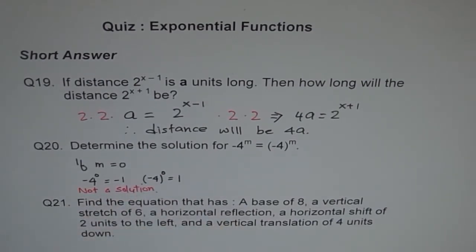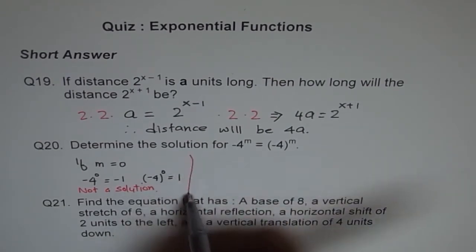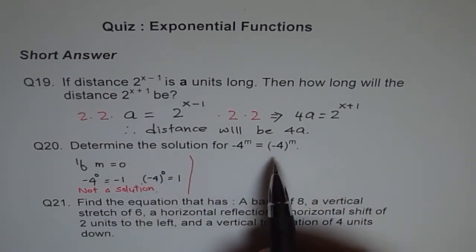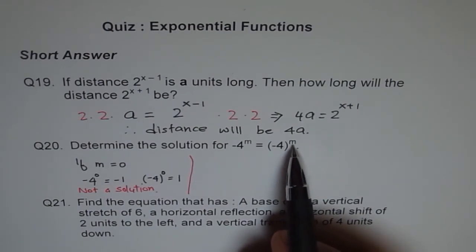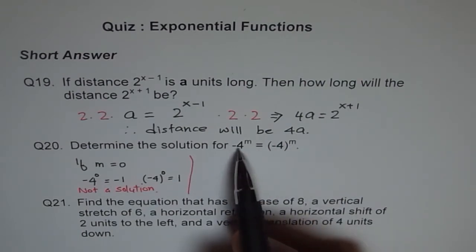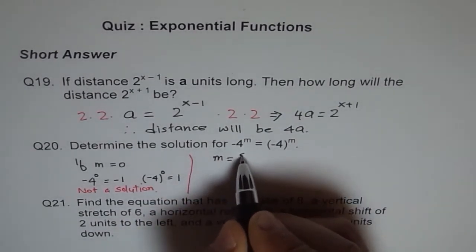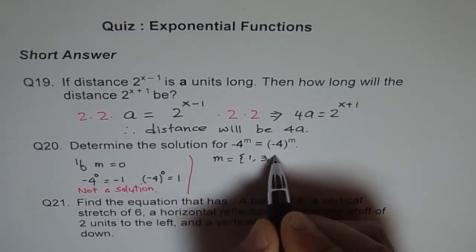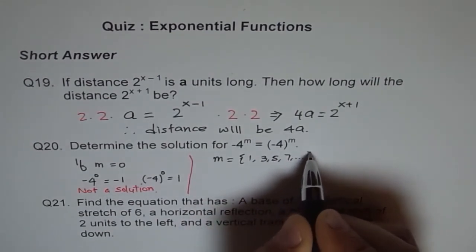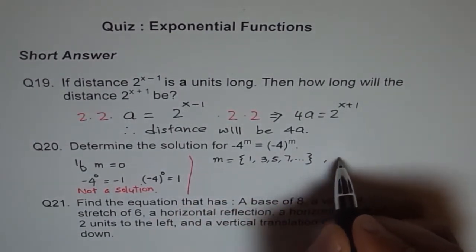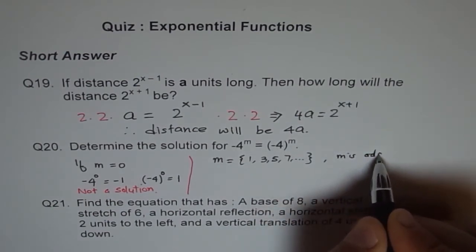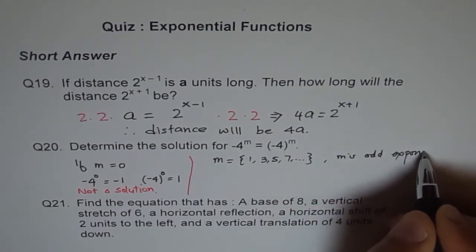At times I've seen a lot of students making this mistake, and that's why I want to make this clear that this is not a solution. Okay, now you have to look for a solution. Now the solution is that if any odd number is in the exponent, then minus 1 to the power of an odd number is minus, right? Then you get the same thing, correct? Therefore, the solution here is that m could be equal to numbers like 1, 3, 5, 7, and so on, right? So what we are saying is m is an odd exponent. Is it okay? So that is the solution, right?